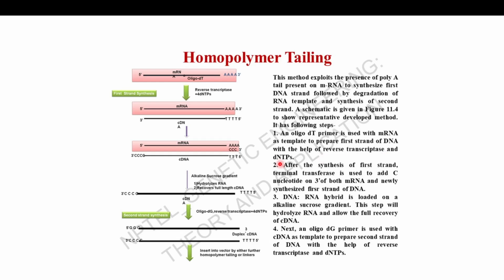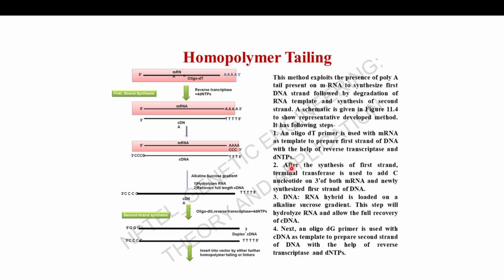dNTPs are deoxynucleotide residues. Here we are talking about reverse transcription. If we were to talk about transcription, that is formation of RNA from DNA, then what should the nucleotides have been? It would be rNTPs, or ribonucleotide phosphate residues. All right. So dNTPs for DNA synthesis, rNTPs for RNA synthesis.